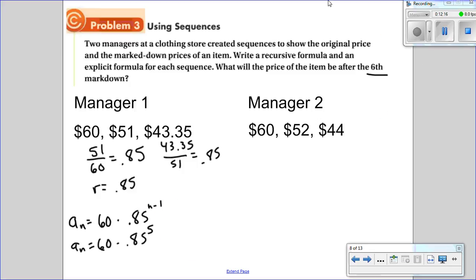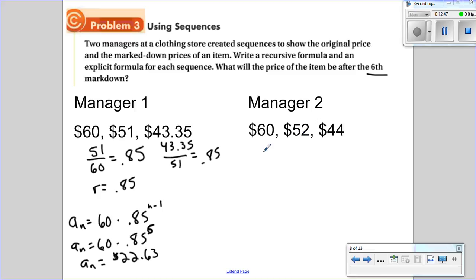Sorry, where I messed up on the sixth markdown. The sixth markdown will actually be the seventh price. So I should have been putting 7 minus 1 here, which is 6. That would be six markdowns, the seventh item. And when we plug that in our calculator, you get a price of $22.63.